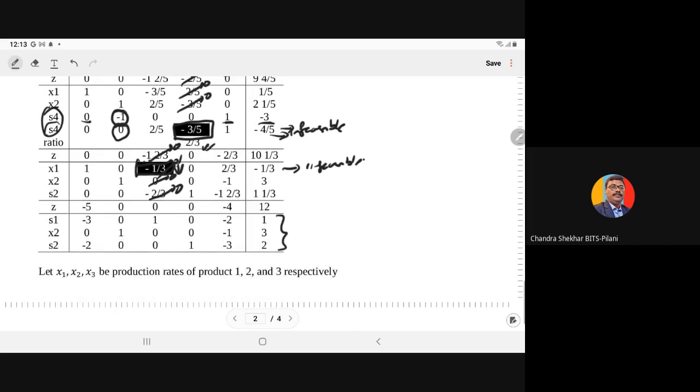So now we have feasibility, and here we have optimality. So this is optimal and feasible. In this way we have the solution.